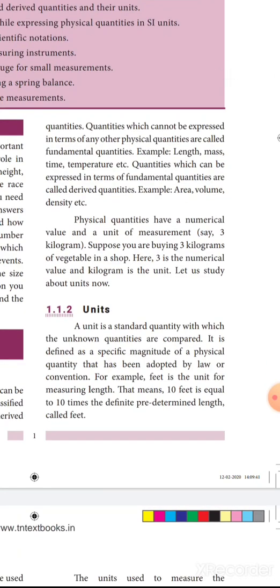Write the example of fundamental quantity. Yes, length, mass, time, these are fundamental quantities. What is derived quantity? Quantities which can be expressed in terms of fundamental quantities, that is derived quantity. Examples of derived quantity: area, volume, density, these are derived quantities.